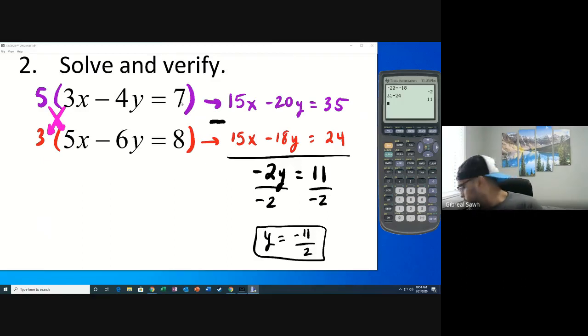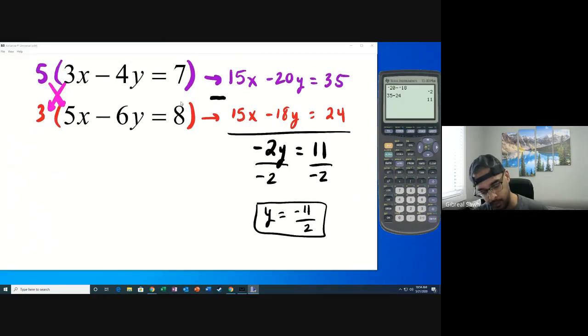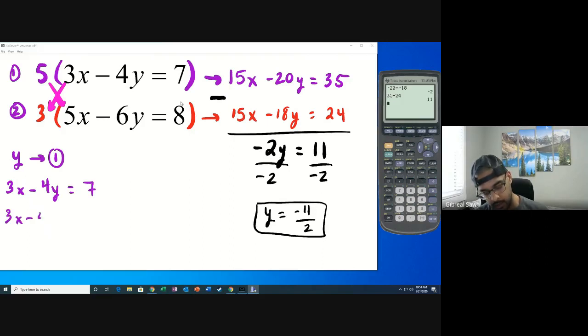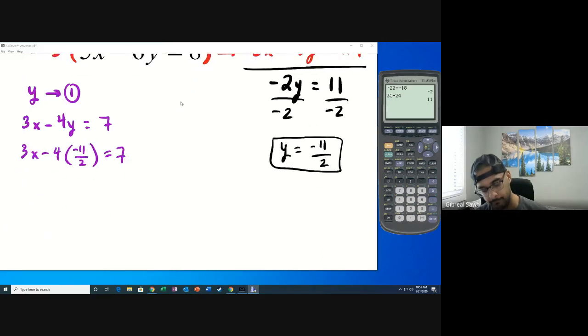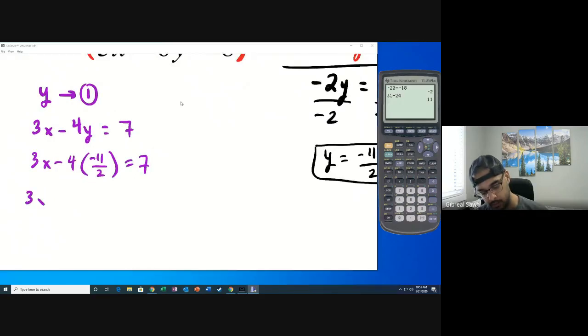So we're going to take y and substitute it into the first one. There we go. So 3x minus 4y equals 7. So 3x minus 4 times negative 11 over 2 equals 7. So 3x hasn't changed. And let's try to figure out what this whole mess is going to be.